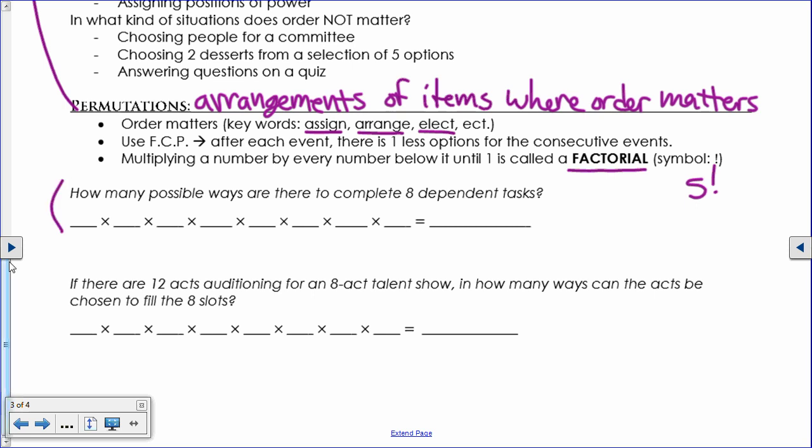So when they ask you something like this, how many possible ways are there to complete 8 dependent tasks? Look, I changed the word to dependent. The ones we were talking about at the top of the page were independent: one decision did not affect another. When it's permutation, they are dependent, so one decision will impact future ones. Just like when Anthony sat down, that affected how many seats we had left to sit in. So we're going to be using 8 factorial: 8 times 7 times 6 times 5 times 4 times 3 times 2 times 1. I don't remember what it is. 40,000.